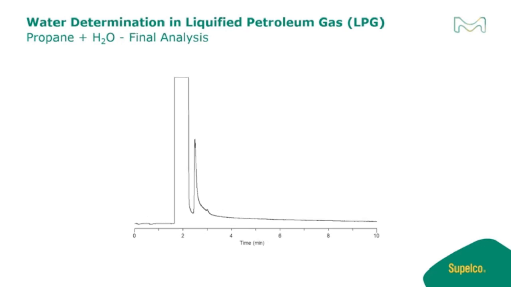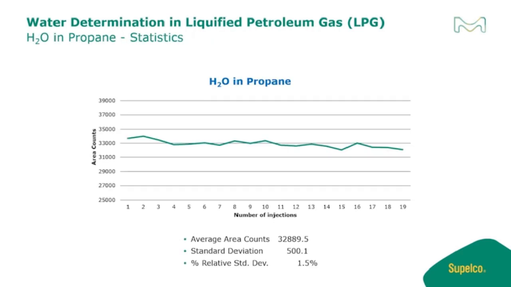You can see it's very, very stable. Again, the statistics: this is looking at the area counts of water using the BID and the water column phase. Our relative standard deviation is 1.5% over 20 analyses of water in this liquefied propane.